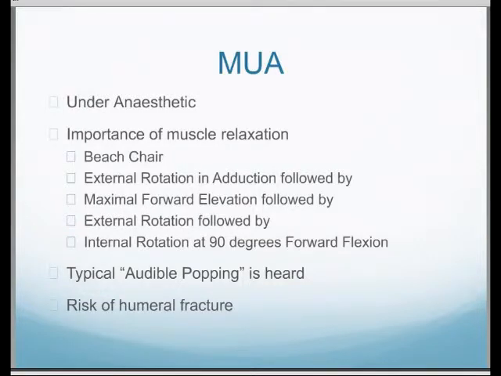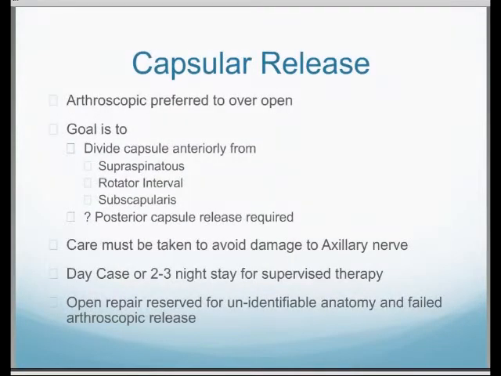Capsular release has been going on for many years. There is now a tendency to go towards arthroscopic. The goal is to divide the capsule, particularly anteriorly, starting from the supraspinatus tendon, so going to the muscle belly of supraspinatus, through the rotator interval, and then down through subscapularis to the inferior part of the joint capsule.